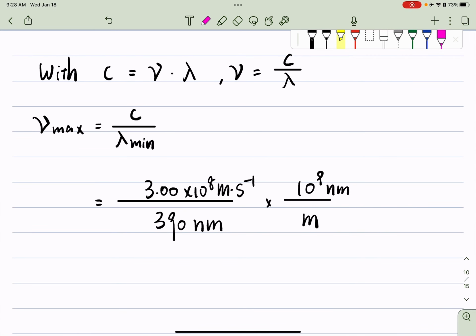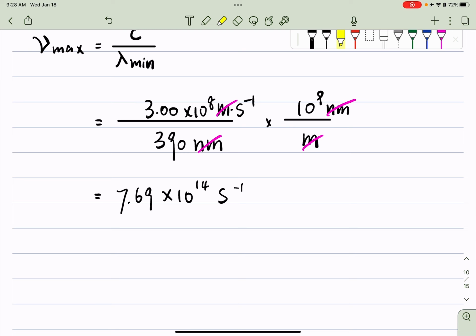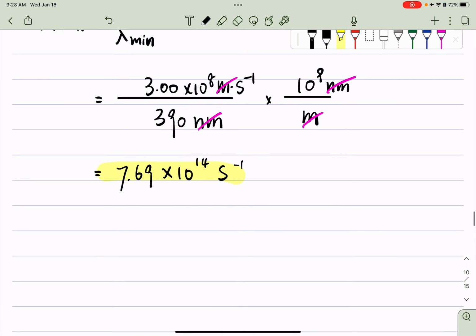I always keep my units around just to make sure I'm canceling out the terms correctly. And we can calculate the maximum frequency to be 7.69 times 10 to the 14 s minus 1, or hertz. And then it becomes quite simple. We just plug our frequency max into our energy equation. So E equals nhν equals 4.00 times 10 to the negative 17 joule.